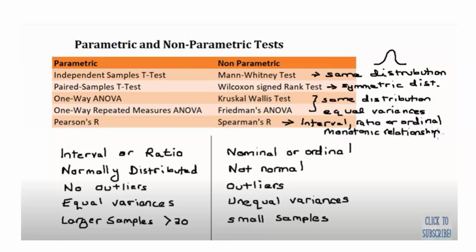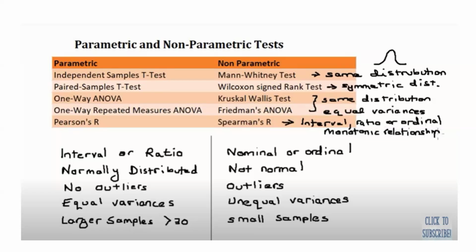And you have to use parametric tests when data are normally distributed. You have to use parametric tests when there are no outliers in your data. You have to use parametric tests when you have equal variances. And most important, you have to use parametric tests when you have enough data. Enough data is when you have a sample larger than 30 participants.